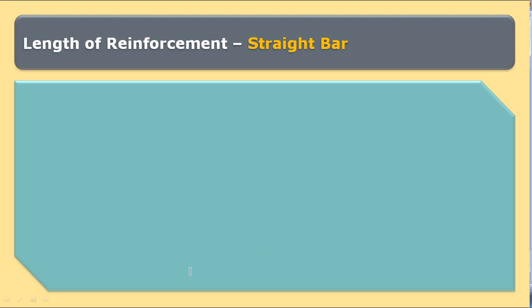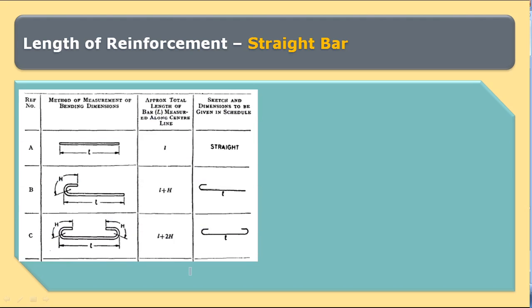Similarly, the length of a straight bar can be determined. For a simple straight bar, the length is as given on the drawing. When there is a hook, it would be L plus H, where H is the length of hook, and we determine the length of hook as we have studied in the previous slide. Similarly, for a bar with two hooks, the length would be L plus 2H.